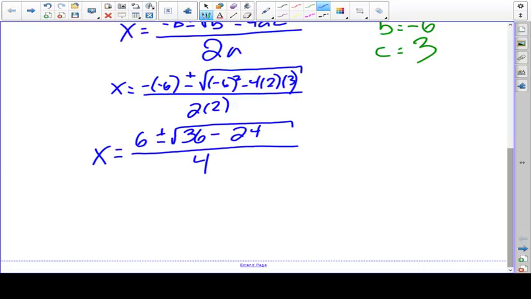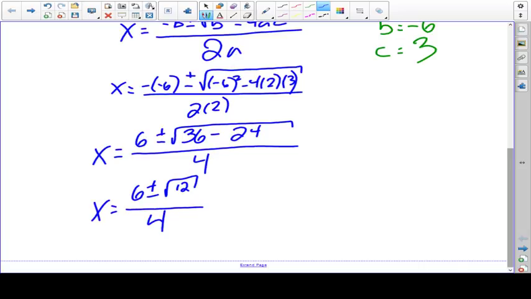We still need to subtract. The next thing we need to do is subtract inside the square root. We need to take those numbers away inside the square root. So let's go ahead and subtract those numbers inside the square root. x equals 6 plus or minus the square root of 12 all over 4.